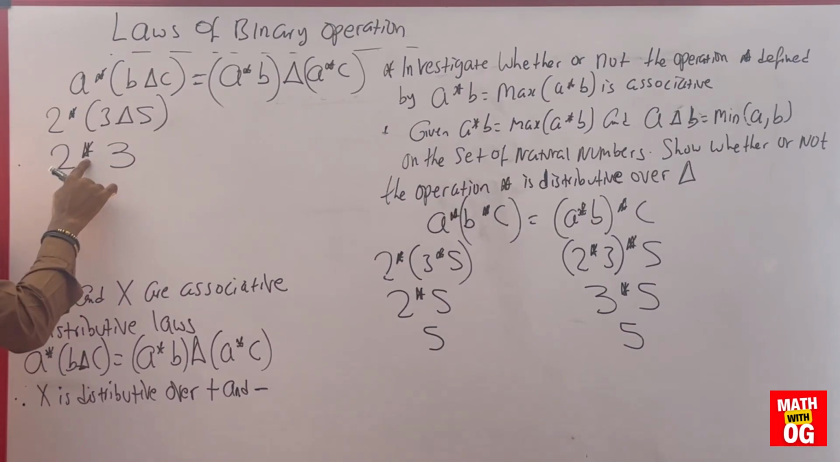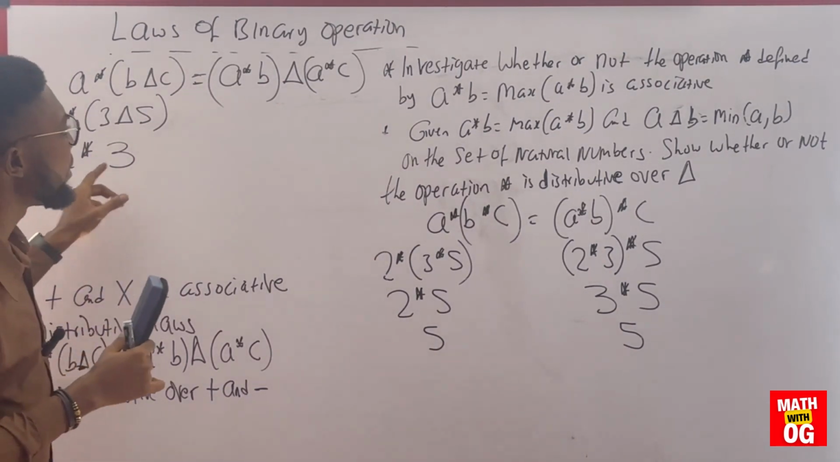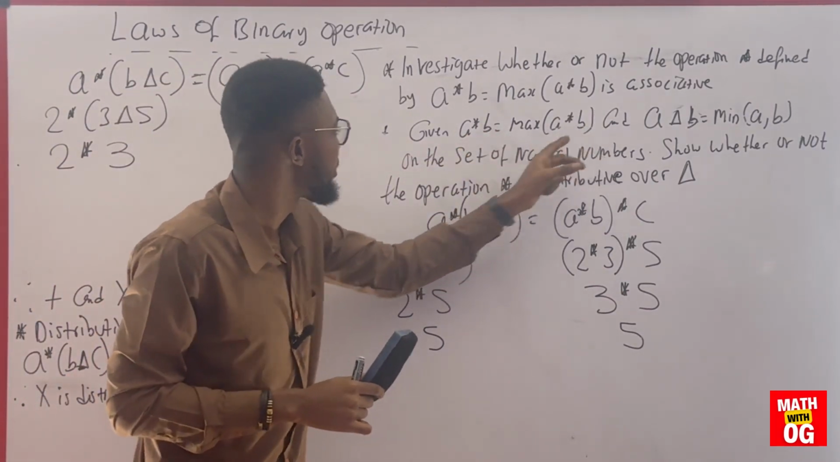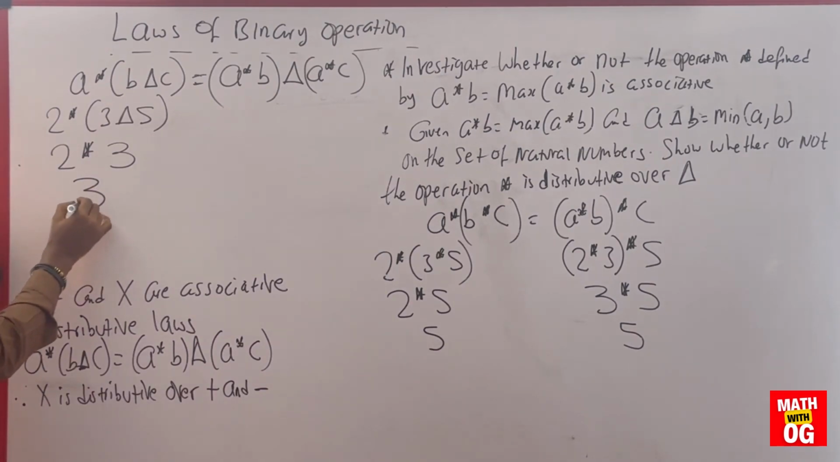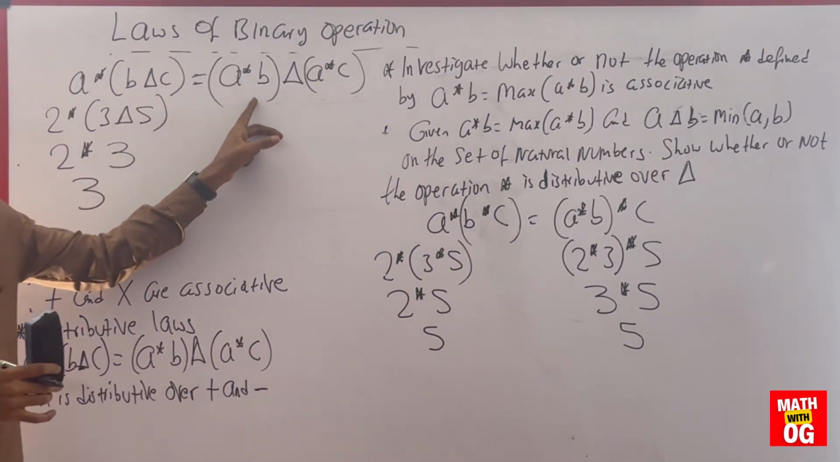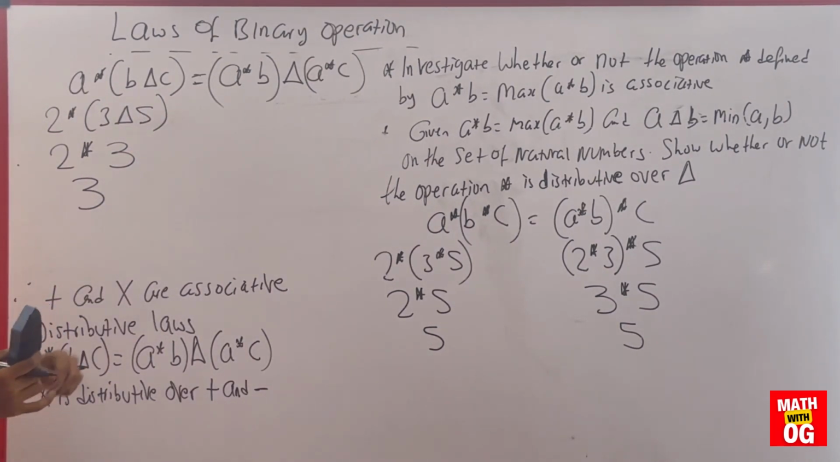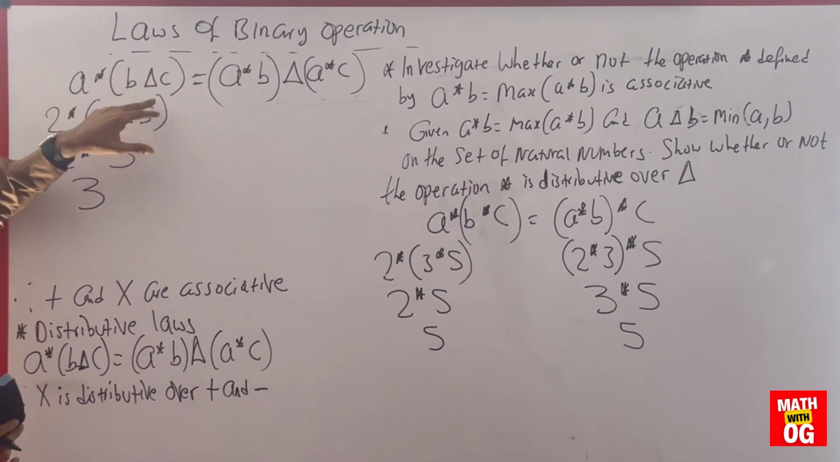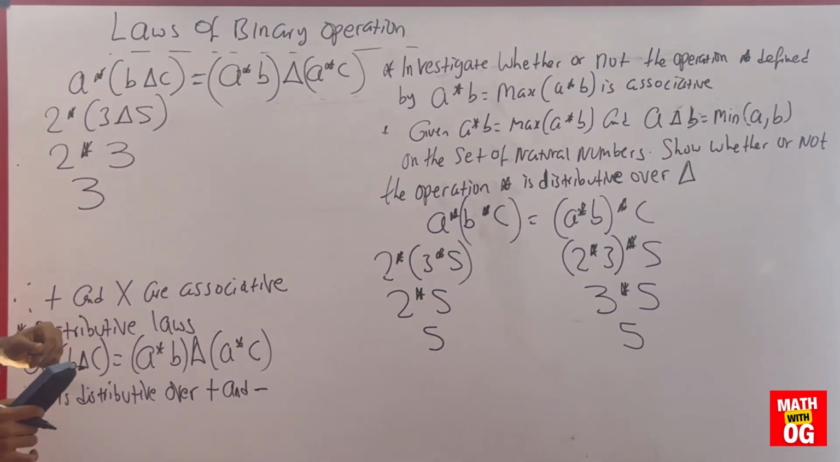Now this operation is different. This operation states that we should look for the maximum value of 2 and 3. So what is the maximum value of 2 and 3? The answer is 3. So this is giving us 3. So we have to check if the right side will give us 3. If it gives us 3, then what we have is distributive. That means this operation is distributive over this one. But if this does not give us 3, it means that it is not distributive over this. Remember, A is 2, B is 3, and C is 5.